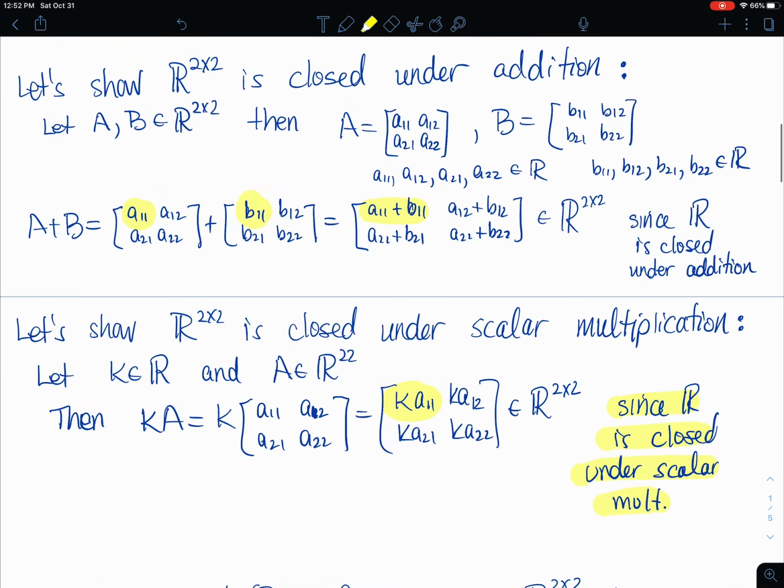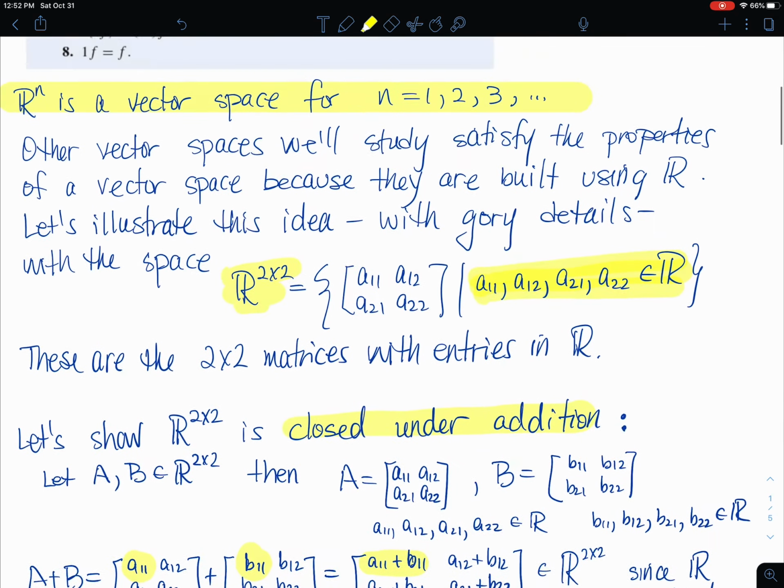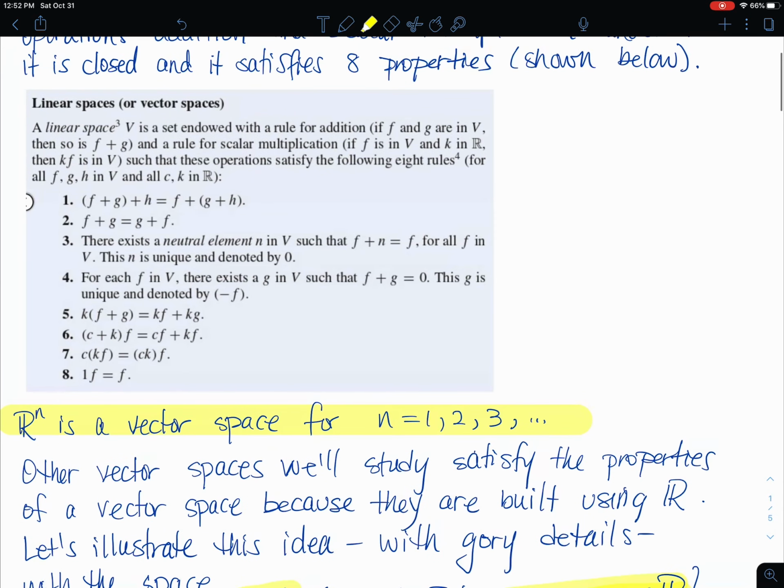Okay, so now we're done. We've shown that our set is closed both under addition and under scalar multiplication. Those are the 2 main things, and these are back in the definition. It basically says here, if F and G are in V, then so is their sum, so it's closed under addition. If F is in V and K is a scalar, then the scalar times F is in V.